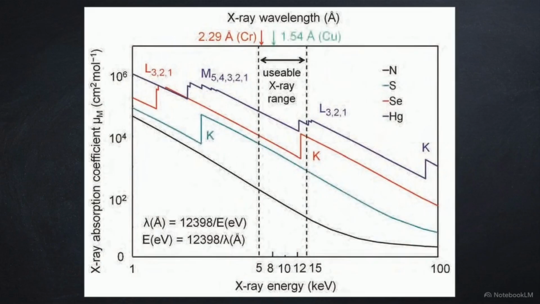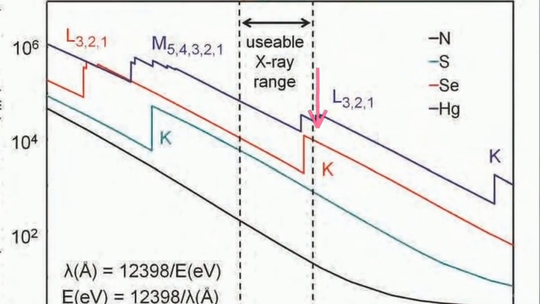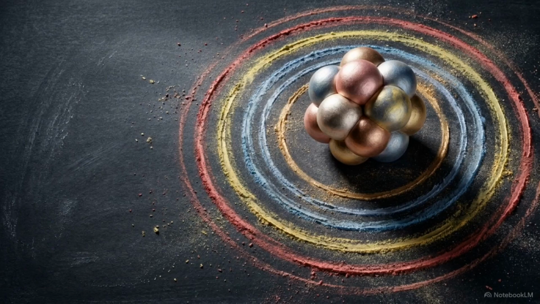This absorption coefficient graph shows the result. When the beam hits that core electron requirement, we see a massive, stepwise spike in how the atom interacts with the X-rays. At this exact energy, the heavy atom ceases to be a passive scatterer. It becomes a dampened quantum oscillator.